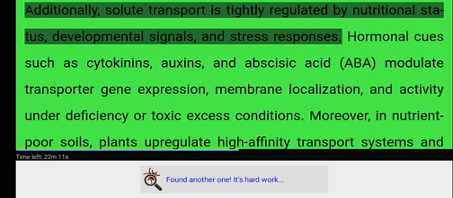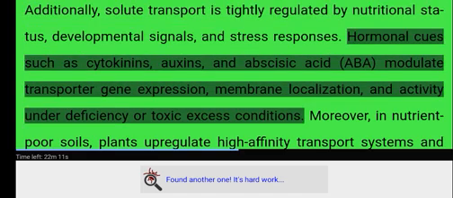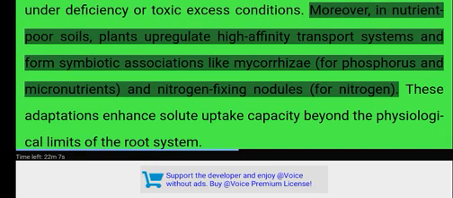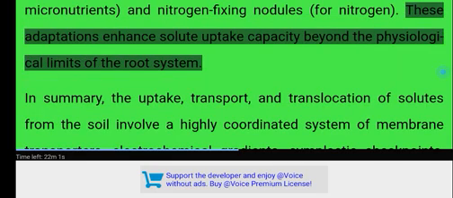Hormonal cues such as cytokinins, auxins, and abscisic acid, ABA, modulate transporter gene expression, membrane localization, and activity under deficiency or toxic excess conditions. Moreover, in nutrient-poor soils, plants upregulate high-affinity transport systems and form symbiotic associations like mycorrhizae for phosphorus and micronutrients and nitrogen-fixing nodules for nitrogen. These adaptations enhance solute uptake capacity beyond the physiological limits of the root system.